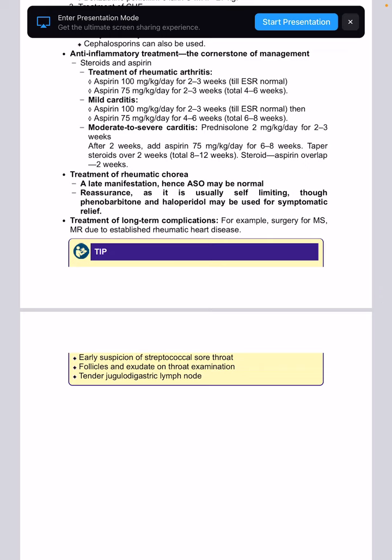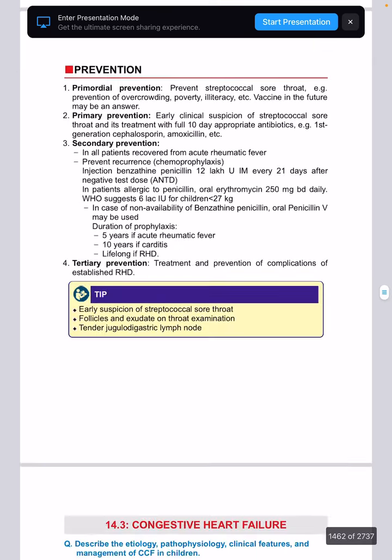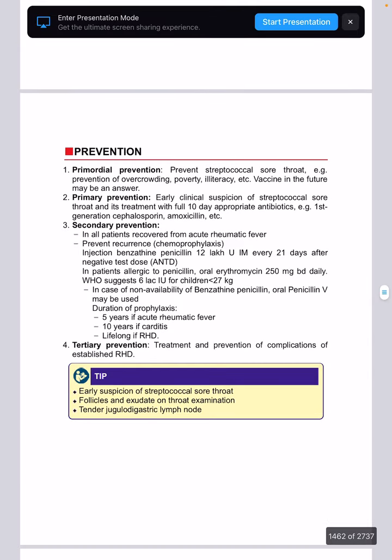Then for treatment of rheumatic chorea, you don't have to do anything, but you can give phenobarbital and haloperidol. For prevention, what all will you do? Primordial prevention means prevention of streptococcal sore throat, for example prevention of overcrowding. So first things first, you will not go to overcrowded places. You should not be poor. Illiteracy, you should be educated. That is not possible for everybody, but you should at least try. Government should try for eradication of overcrowding, poverty, and illiteracy, and vaccine.